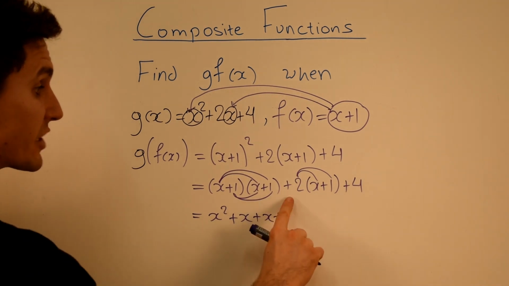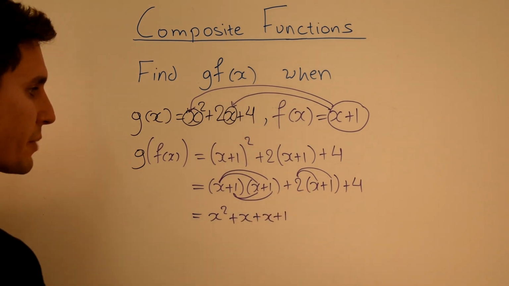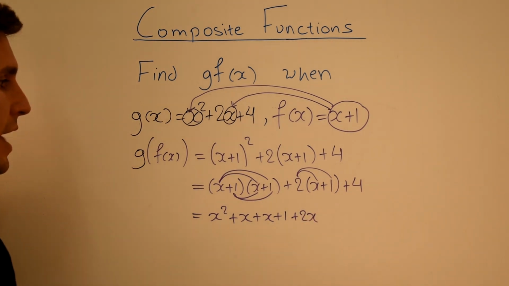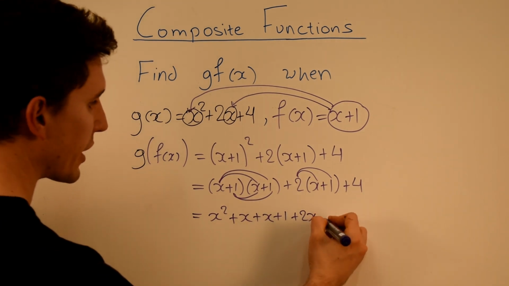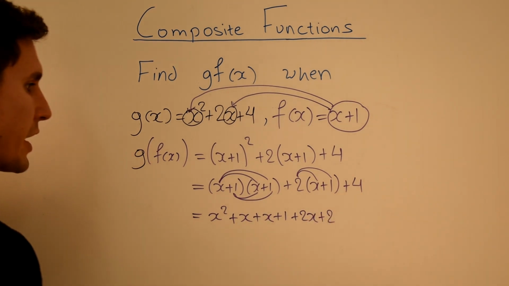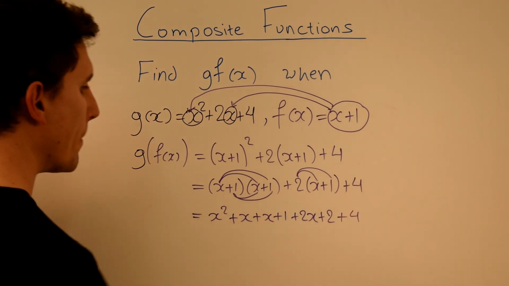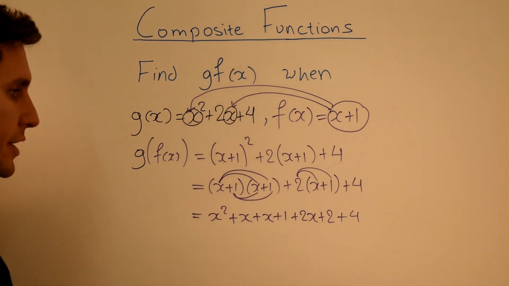Then let's go ahead and expand our single brackets here. So we've got 2 times x, which simply gives us 2x. So we'll go ahead and add 2x. And then we've got 2 times 1, which is simply equal to 2. So we'll go ahead and add 2. Let's not forget we've got this plus 4 at the end of the expression, so we'll go ahead and add 4. Now let's go ahead and simplify this expression by collecting like terms.